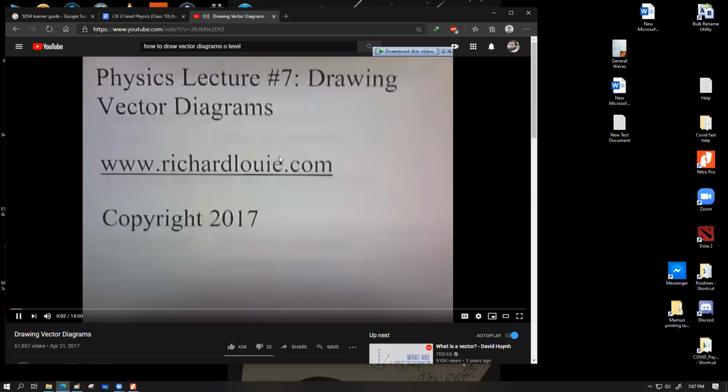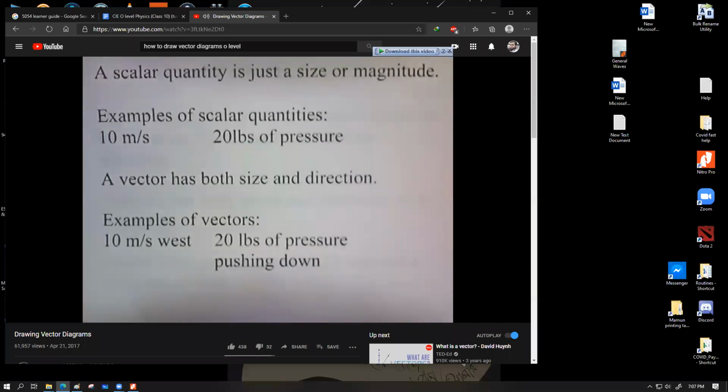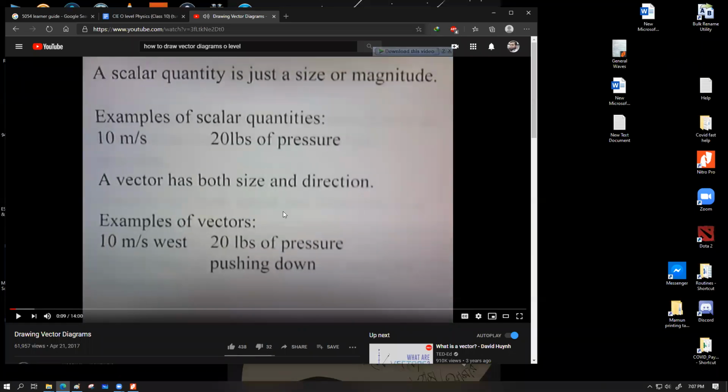Physics lecture number 7, drawing vector diagrams. A scalar quantity is just a size.